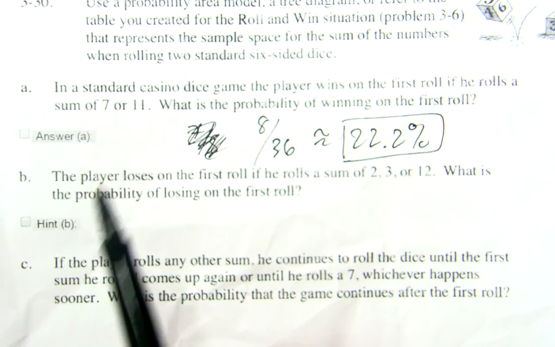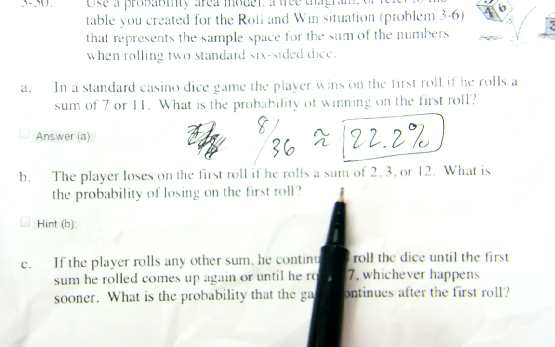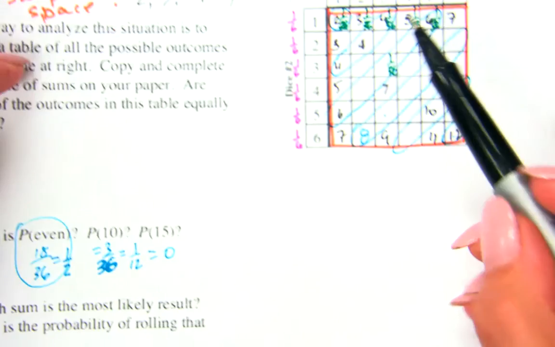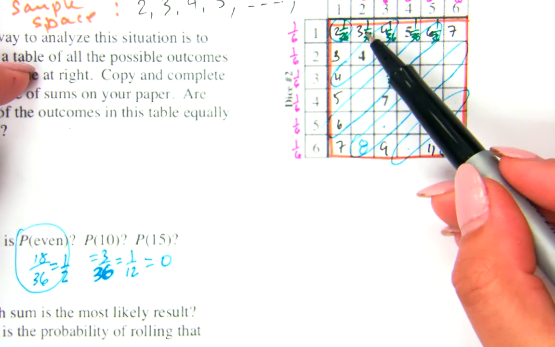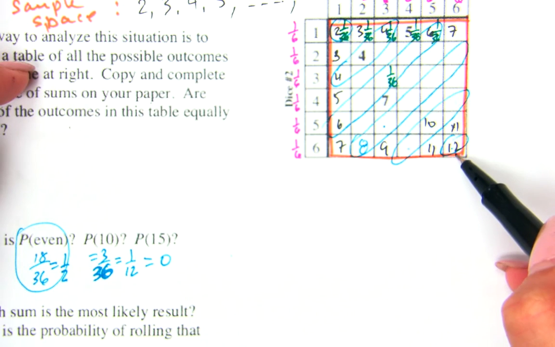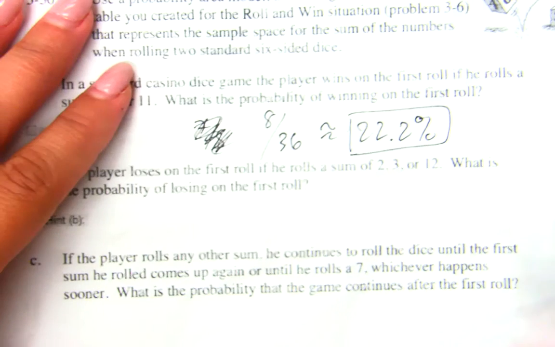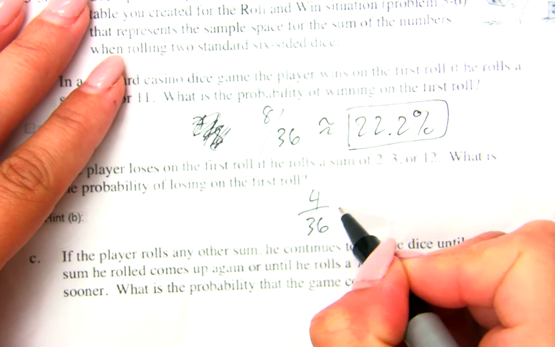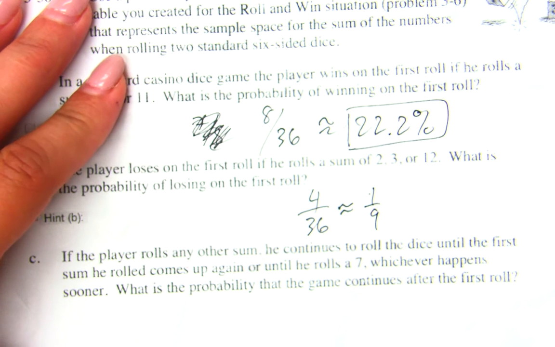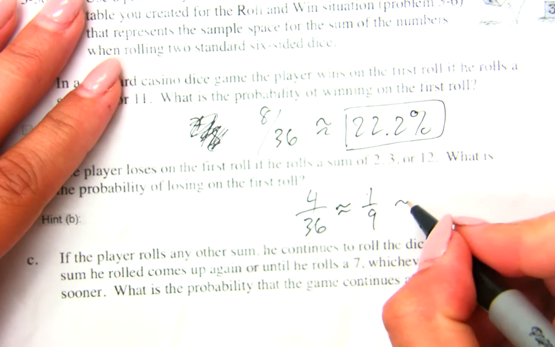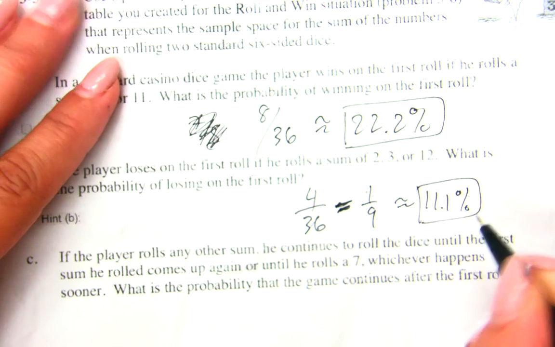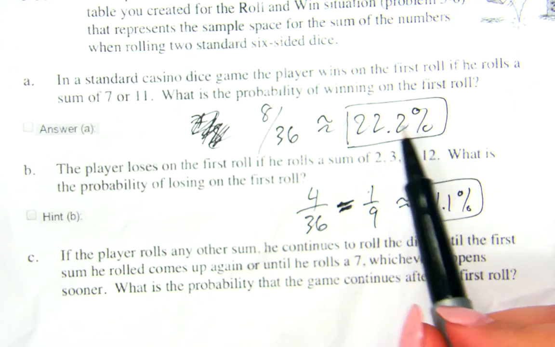Now the player loses on the first roll if he rolls a 2, a 3, or a 12. What is the probability of losing on the first roll? A 2, a 3, so we have 1, 2, 3 of these, and then 4 for the 12. So 4 out of 36, right? Or better known as 1 over 9. So what's 1 divided by 9? Equals approximately 11.1%. So there's actually a lower chance that you're going to lose versus winning, which is good.